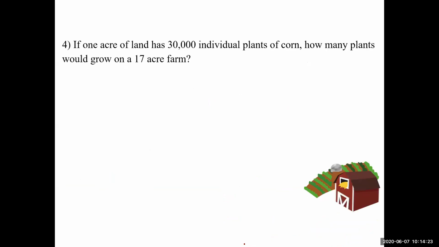Let's look at another one. Now, if 1 acre of land has 30,000 individual plants of corn, how many plants would grow on a 17-acre farm? So what are we talking about? We're talking about acre of land. So I'll put acres right here. And we're talking about plants, okay? So I'll underline them right there.